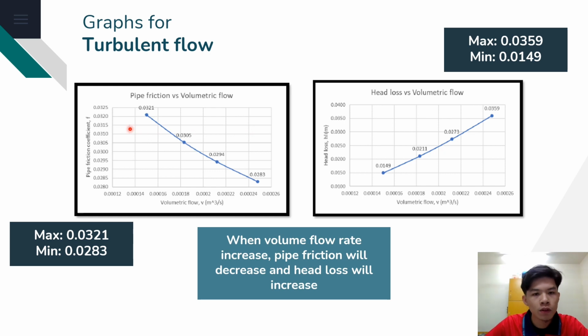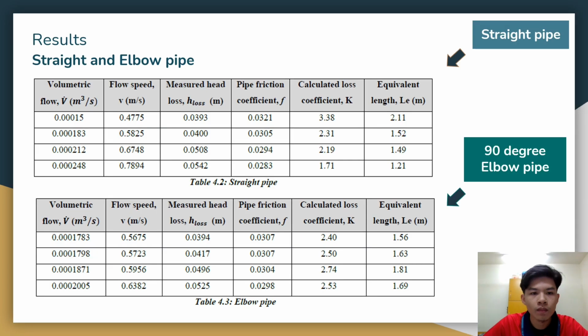So the pipe friction maximum is 0.0321 and the minimum is 0.0283, while for the head loss, the maximum is 0.0359 and the minimum is 0.0149. And we can conclude that when the volume flow rate increases, the pipe friction will decrease, while the head loss will increase. Then we go for the straight and elbow pipe. So the first table is about the straight pipe, and the second one is the elbow pipe.